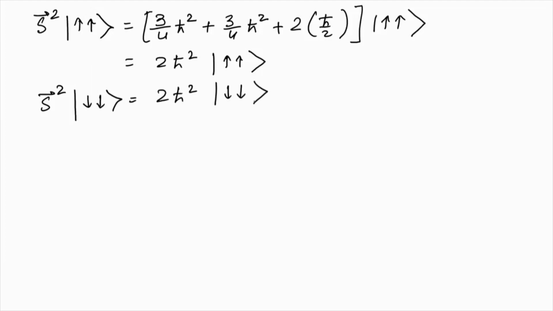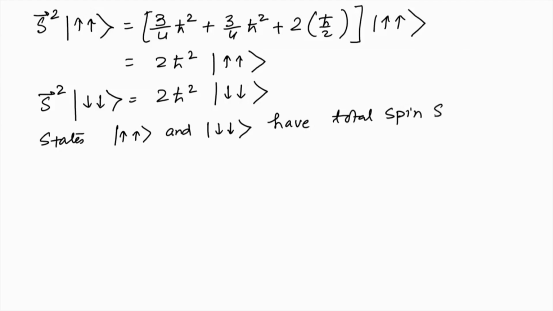Similarly, for down down as well, one gets the same answer by doing the same technique. These acting on the down down state will give us 2 ħ square and down down. So these states, up up and down down, have total spin S equal to 1 and ms equal to plus minus ħ. Okay.